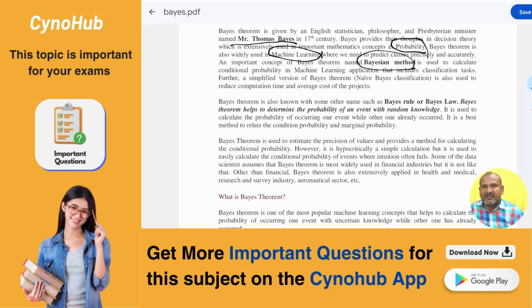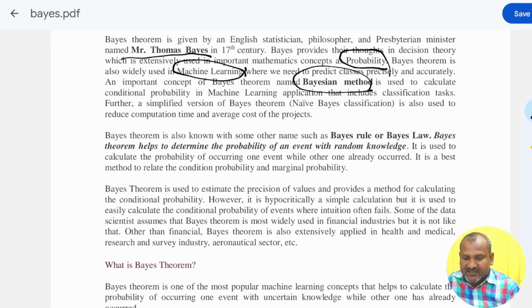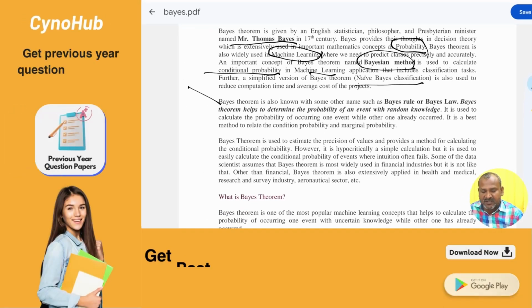So specifically, when we get a conditional probability situation in machine learning, at that particular moment we take the help of this Bayes theorem. Okay, and this one we can also call Naive Bayes classification, which is part of supervised machine learning. That is one of the important points. Now, Bayes theorem is also known by some other names. Okay, what are those names? Bayes rule or Bayes law. So this Bayes theorem we can also call a Bayes rule or a Bayes law.